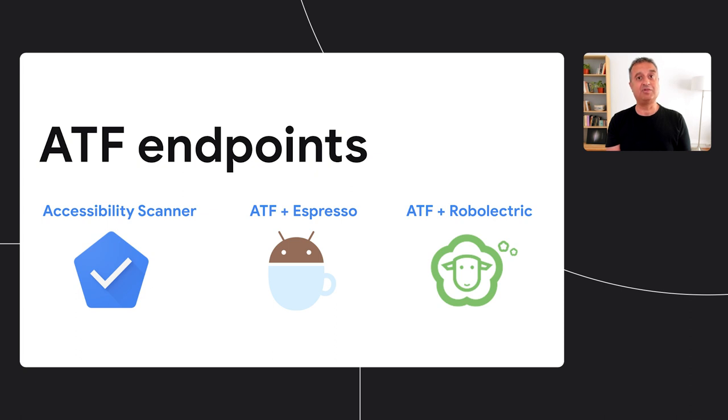ATF has been available for many years, and developers have used ATF through various endpoints. For example, Accessibility Scanner tool, available for free from the Play Store, runs ATF's checks under the hood. You can think of Accessibility Scanner as a front end for ATF. ATF checks can also be bundled with existing Espresso and Robolectric test suites. And when that is done, ATF checks run along with existing tests, and they flag accessibility issues in the UI.